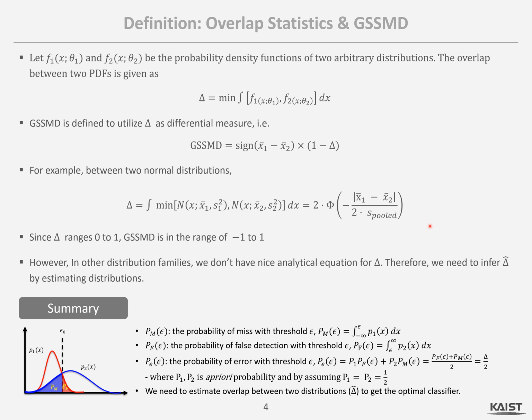Let me summarize two slides in one sentence. The total error of misclassification risk PE is defined by a weighted sum of individual misclassification risks PM and PF, so delta is proportional to PE. In other words, this implies that the estimated overlap between arbitrary distributions is a statistical metric which can provide an estimate of misclassification risk. Therefore, one wants to minimize this risk in their application. One needs to minimize delta or maximize GSSMD if they can minimize or maximize it.